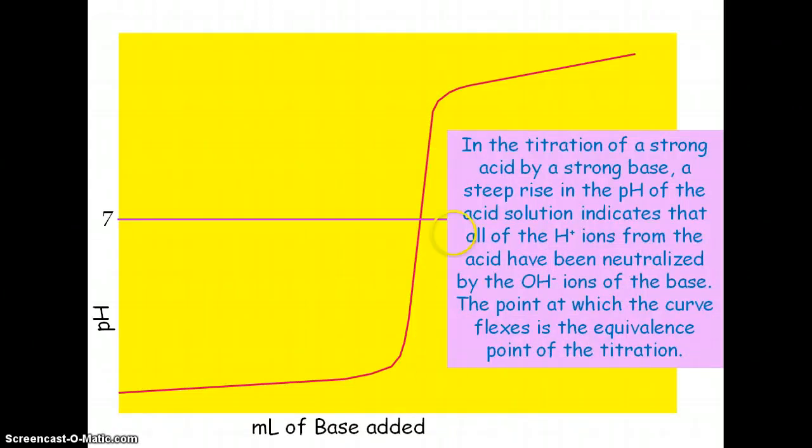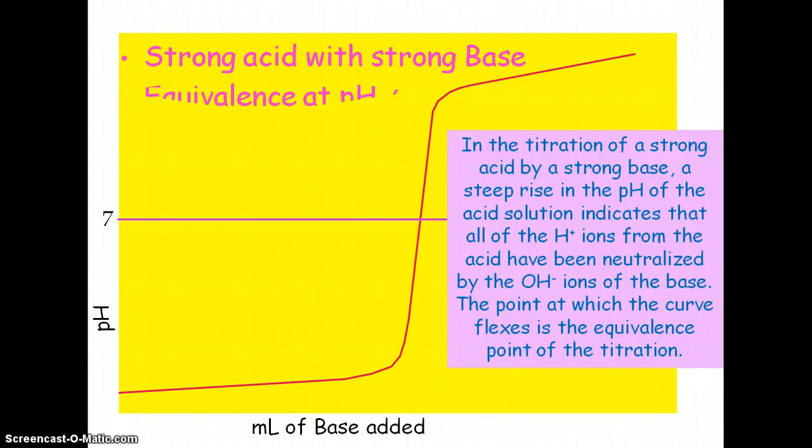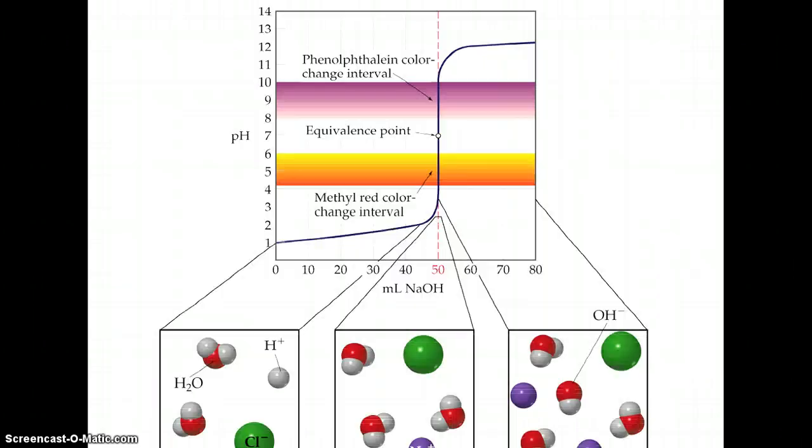All right, the steep rise in the pH is where the H plus ions from the acid have been completely neutralized by the OH minus ions of the base. So this is where the curve flexes, and that's where we say the equivalence point is. And remember, it's at a pH of 7.